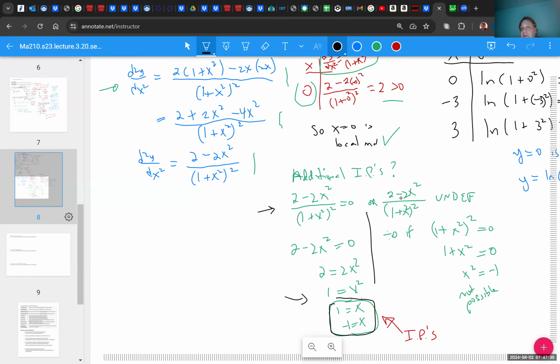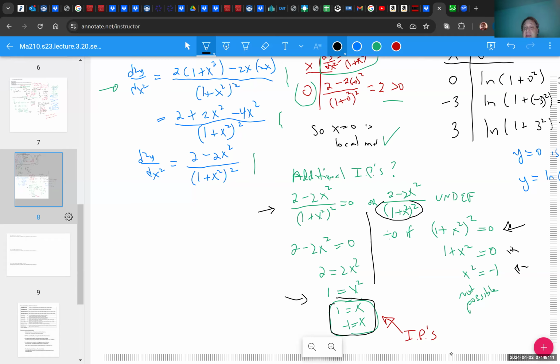What about when the second derivative is undefined? Well, the second derivative is undefined when we get an undefined calculation, like when we divide by 0. So we would divide by 0 here if the bottom part was equal to 0. So only if the bottom part is equal to 0 would we have a division by 0 error. So I used some algebra to solve this one, squared both sides. And it turns out that it's also not possible. So it's not possible for the second derivative to be undefined, so no inflection points from there. But we did locate 2 inflection points using the second derivative at x equals 1 and x equals negative 1.